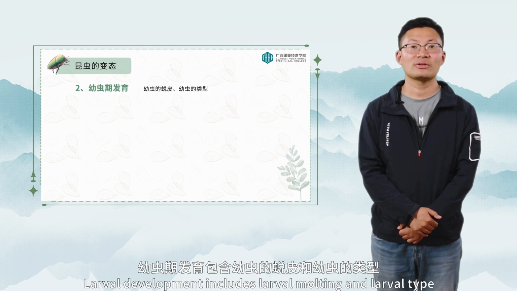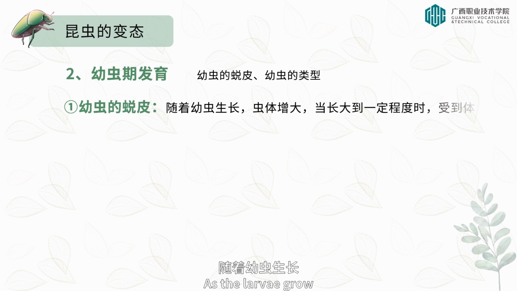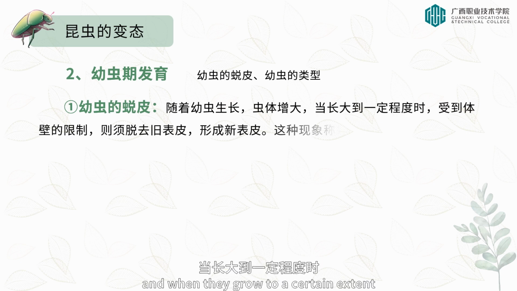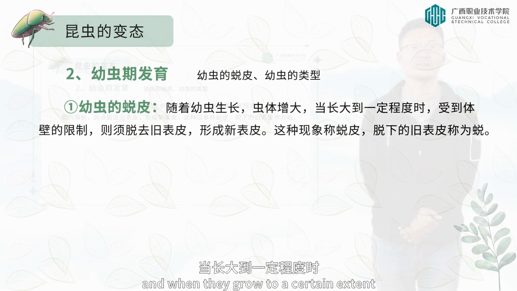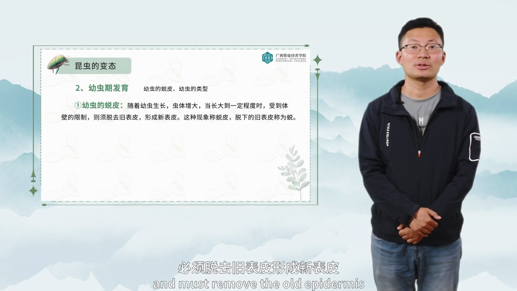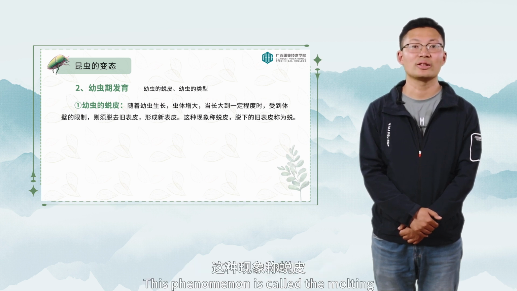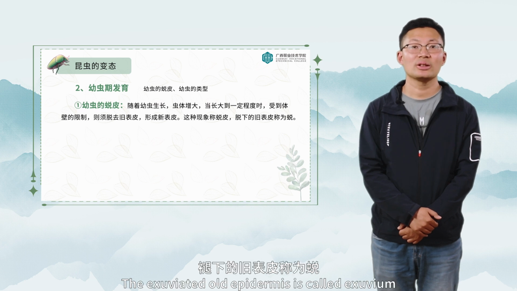Larval development includes larval molting and larval type. Molting of larvae. As the larvae grow larger, and when they grow to a certain extent, they are restricted by the body wall and must remove the old epidermis to form a new epidermis. This phenomenon is called molting. The exuviated old epidermis is called exuvium.